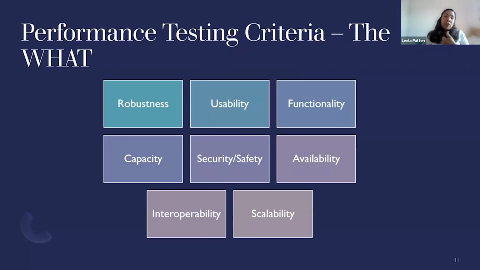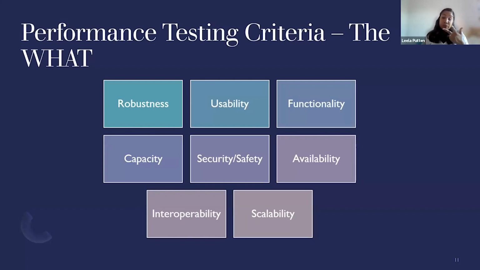So it's robustness of a system, its usability of a system, functionality of a system. A lot of people don't realize that a system can also be deemed as not functioning properly because it's too slow. So it's not able to do the normal function and business process that it's supposed to do. So functionality will be another requirement driving performance.